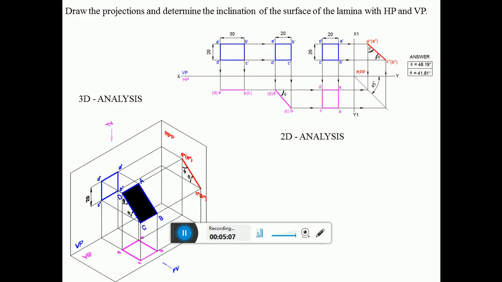Then draw the projections and determine the inclination of the surface of the lamina with HP and VP. But he has not given the third position distance, but he says determine the inclination of the lamina with HP and VP. So in this particular position, the surface is inclined to VP, which we have got the inclination, but still the surface is perpendicular to HP here.